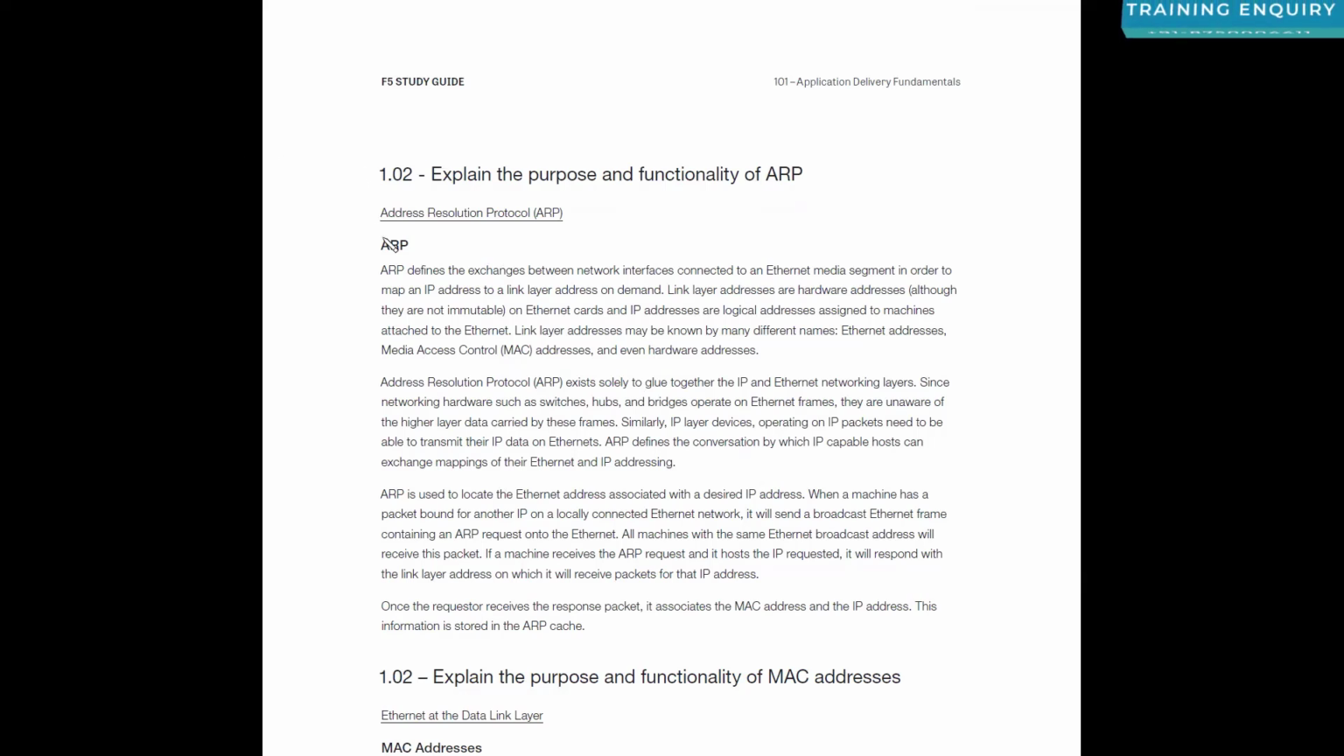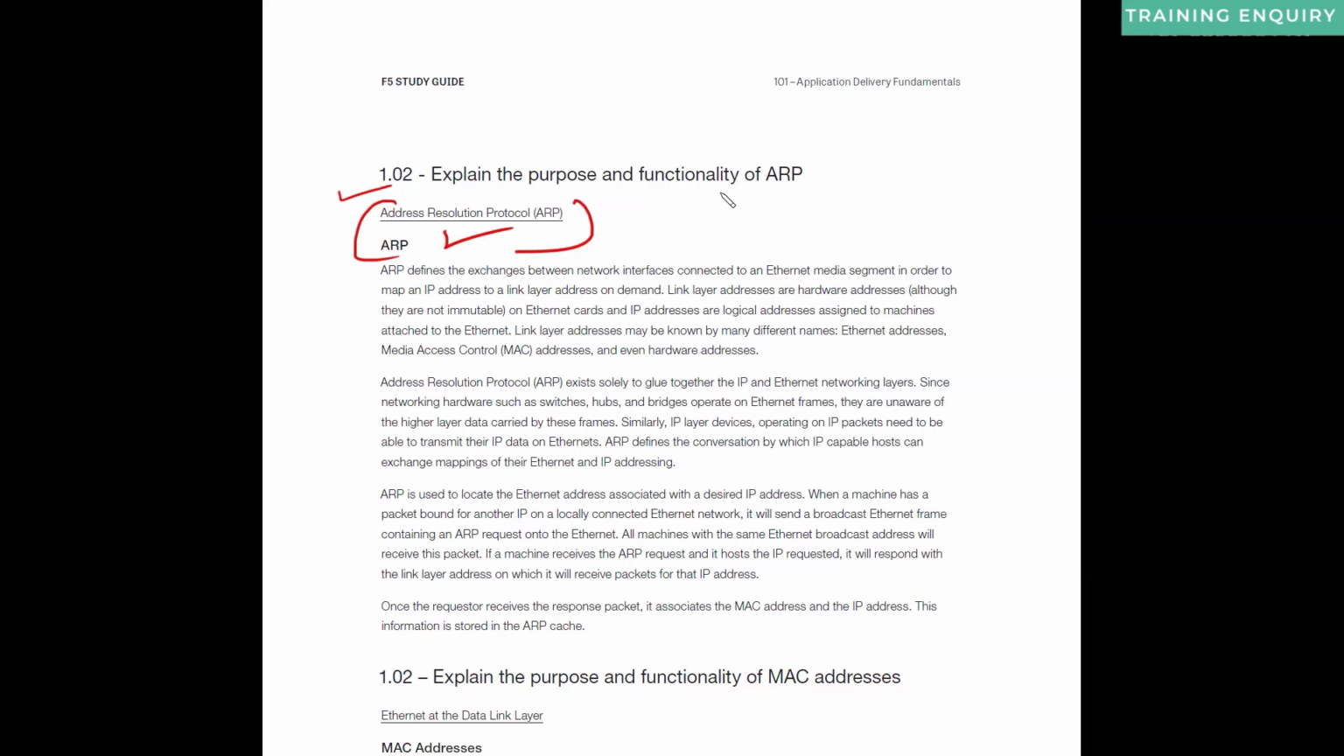Now there are some people who say that ARP is a layer 3 protocol, that it works at the network layer, and some people would even try to prove that. But in my opinion, it is a layer 2 protocol. F5 says it is a layer 2 protocol. Even Cisco says it is a layer 2 protocol. But there are many people around the world who say that ARP is a layer 3 protocol. But I would say that it is a layer 2 protocol.